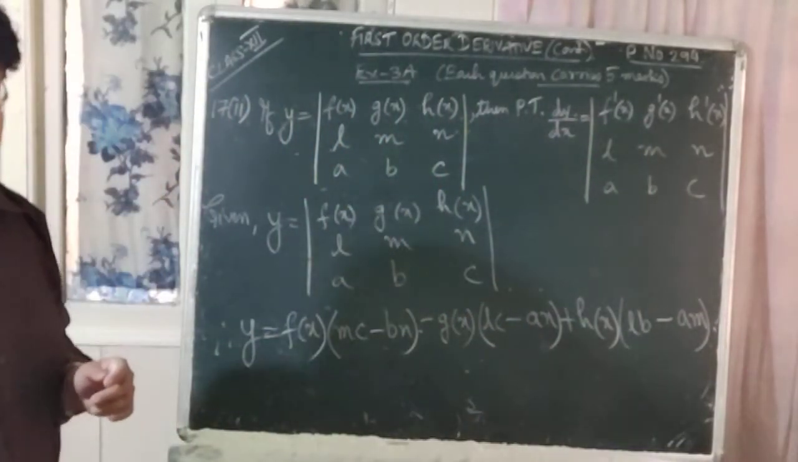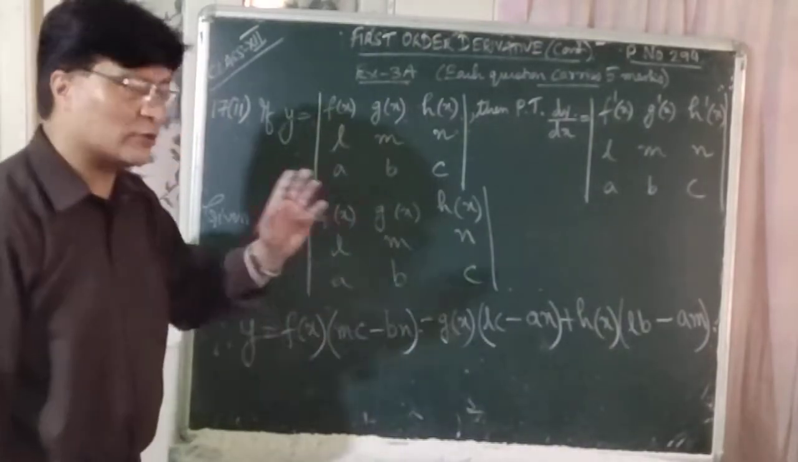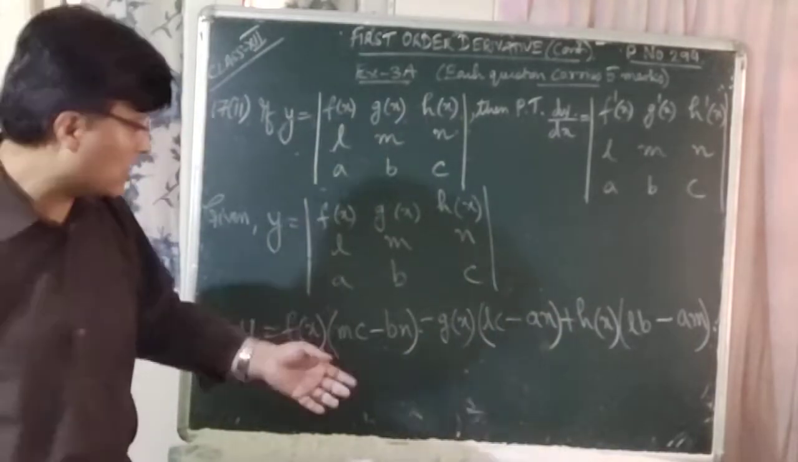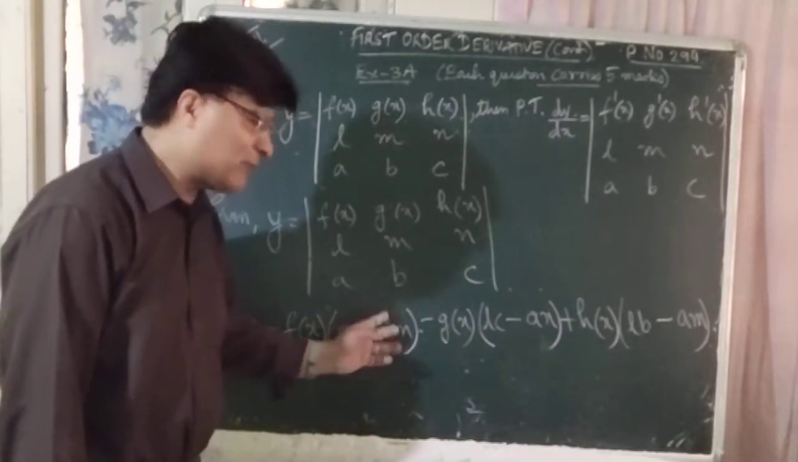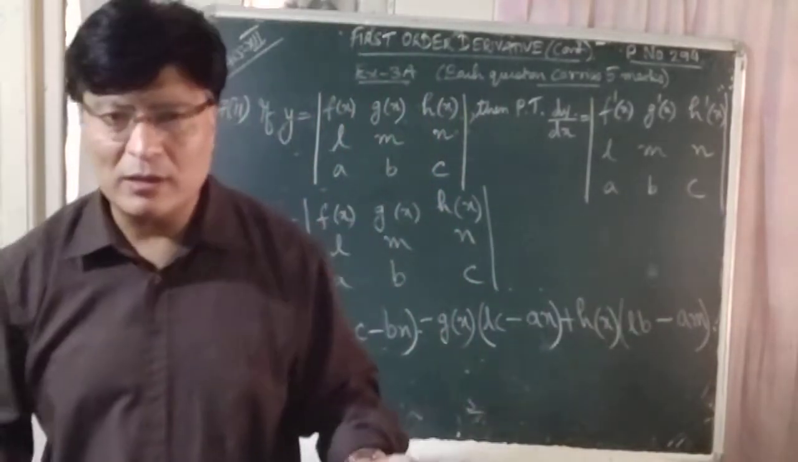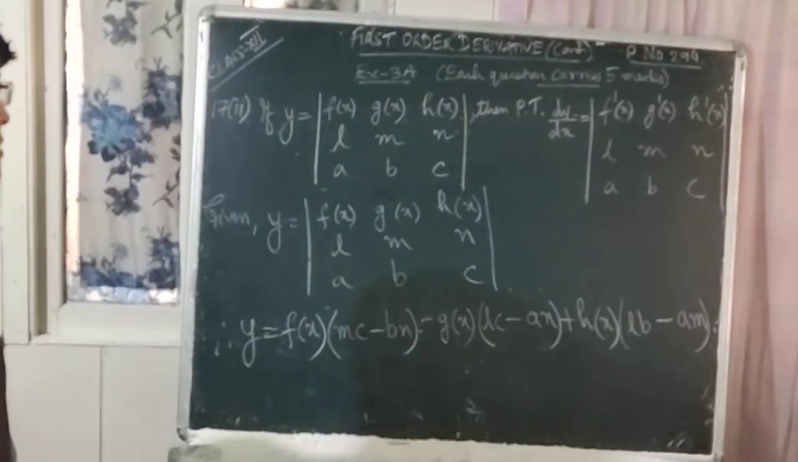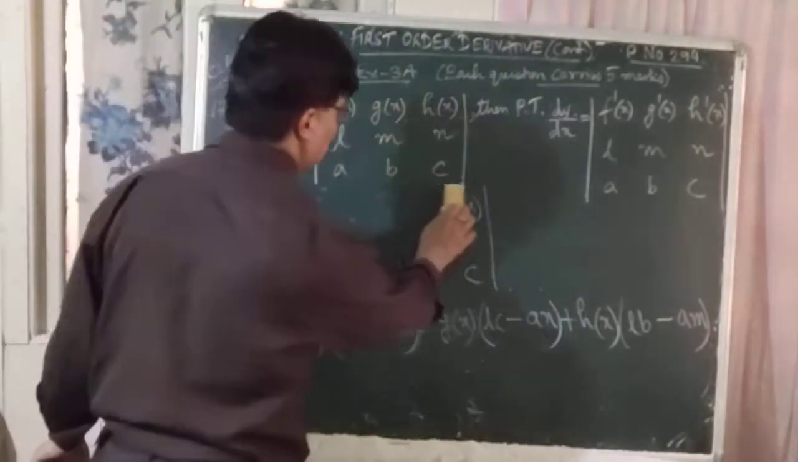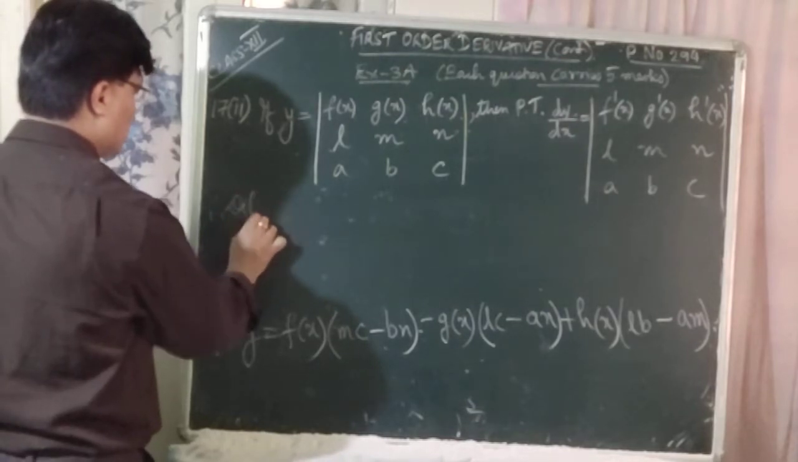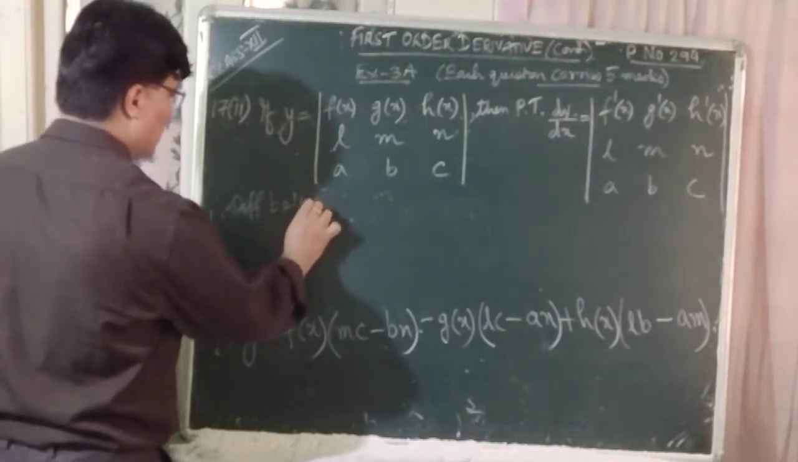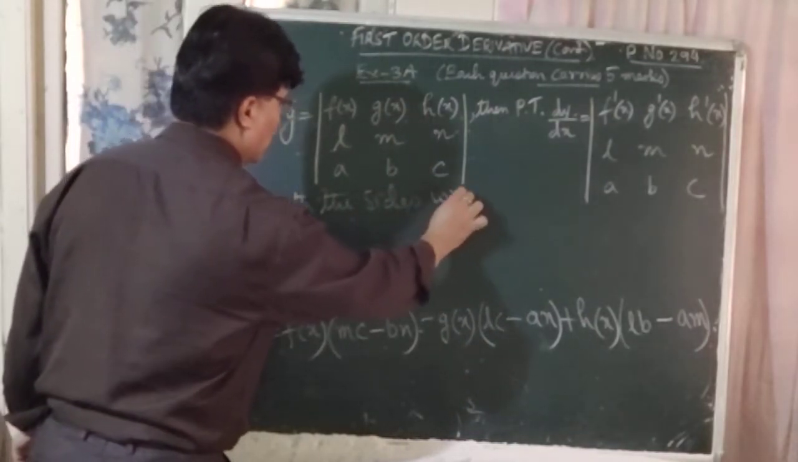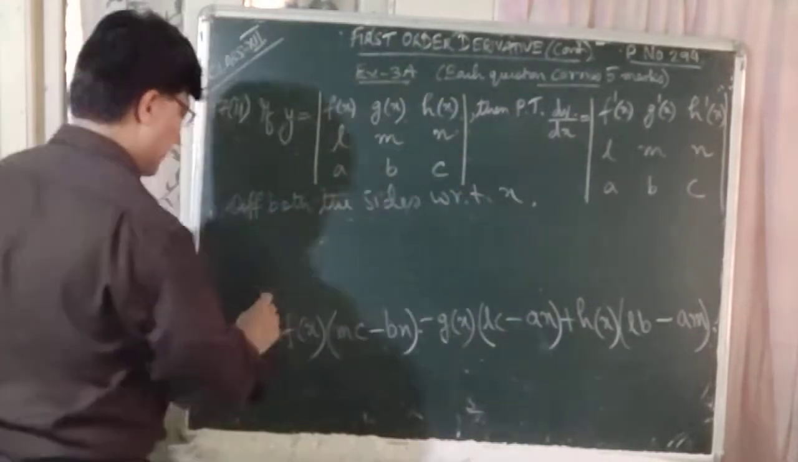Now you can differentiate it, okay? So you are differentiating both the sides with respect to x. Only f of x, g of x, h of x are the variables, but within bracket, mc minus bn, lc minus an, and lb minus am, these are all constant, right? So write down differentiating both the sides with respect to x, right?